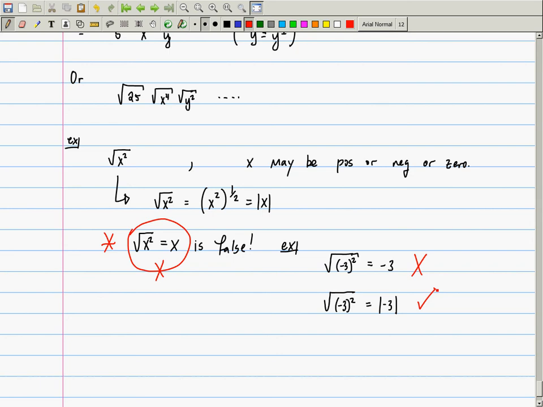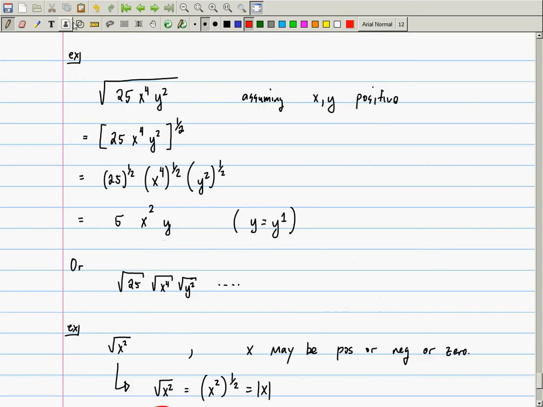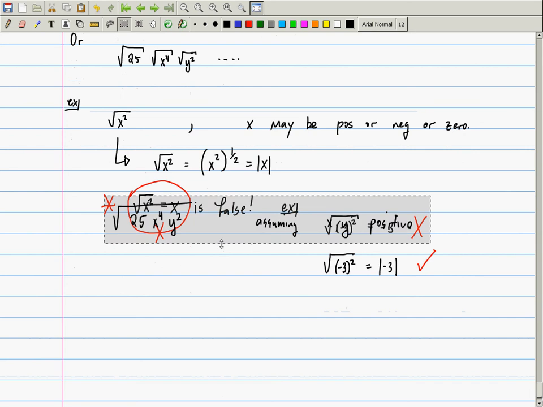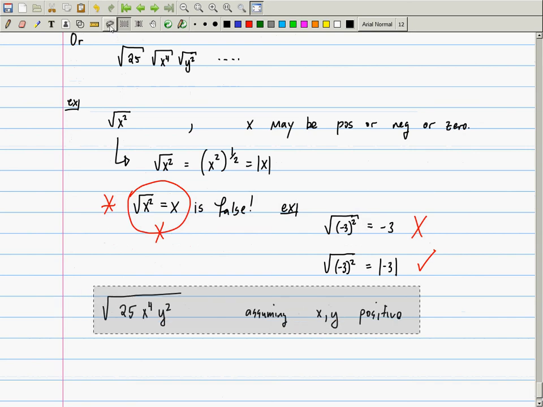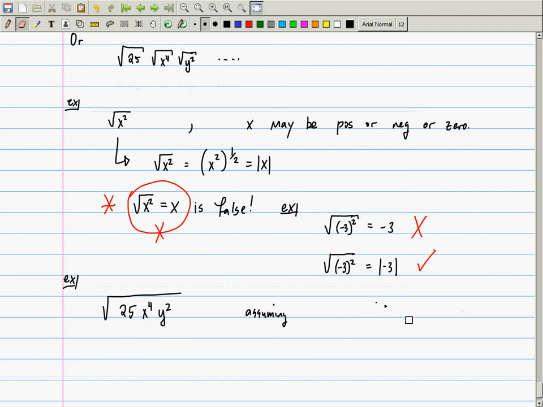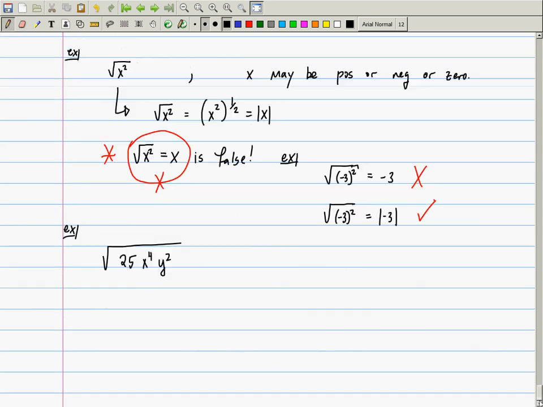Now, that being the case, I'm going to take the first example that's on this page that we're currently on. Here's this, and I'm going to modify it just slightly. Assuming only that, so making neither assumption, x can be something positive or negative, and y can be something positive or negative. Now I want you to simplify this expression.